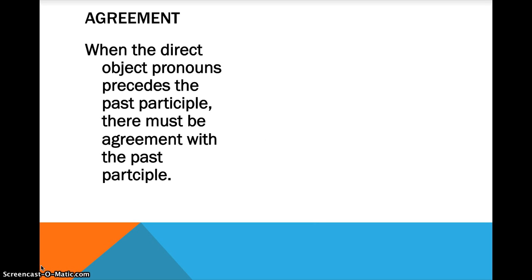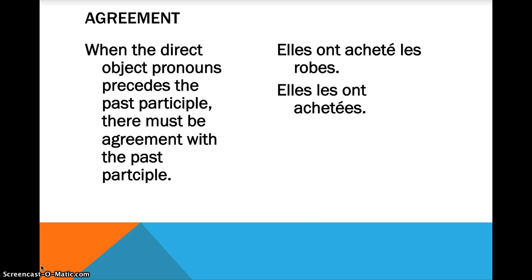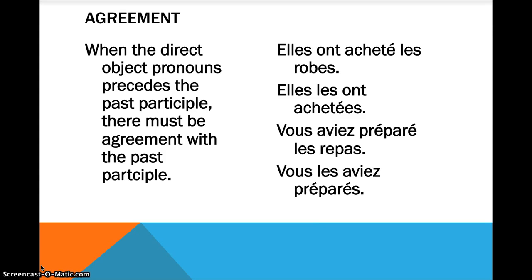All right, one last thing, when the direct object pronoun precedes the past participle, there must be an agreement with the past participle. So elles ont acheté les robes becomes elles les ont achetées. You see, it has an extra E for the feminine because les robes, dresses, are feminine, and S for the plural. And vous aviez préparé les repas. Vous les aviez préparés. You add an S because repas is masculine, so we don't have to add an extra E, but we do need an extra S there because it is plural. All right, I hope this has given you a better understanding of what direct objects are.